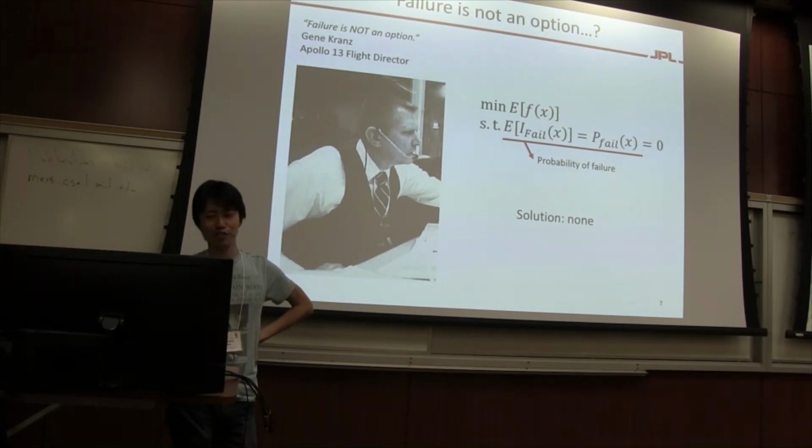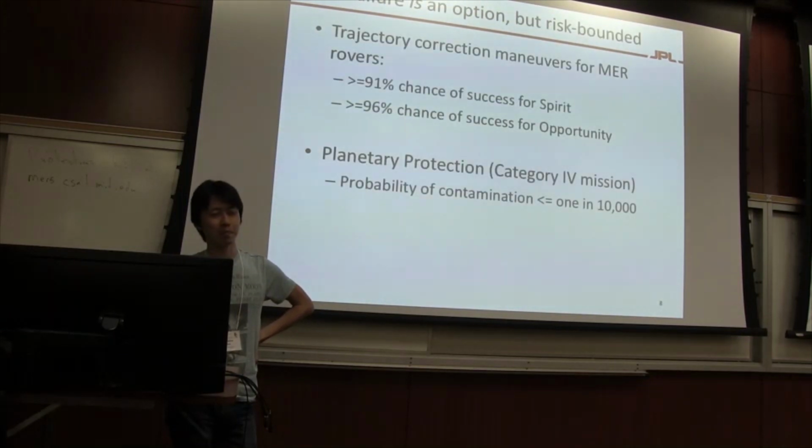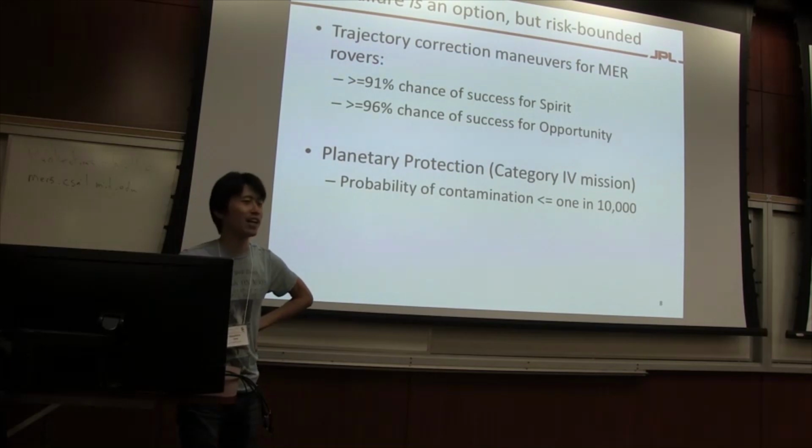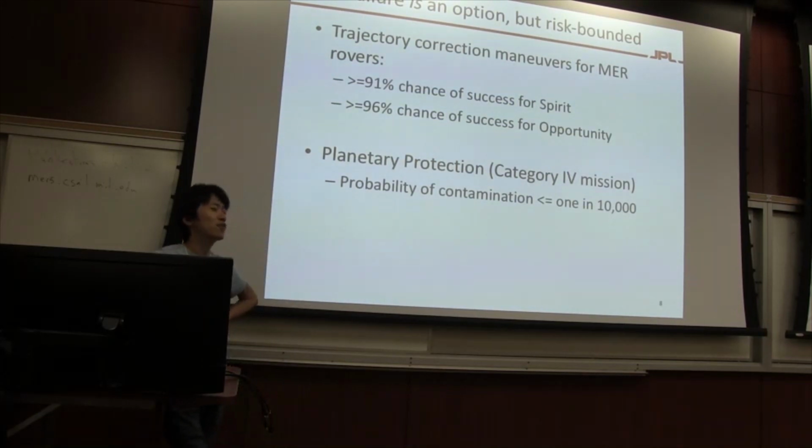So you have to say failure is an option. Then what's the right way to formulate this, right? So that's why often the risk-bounded formulation of planning under uncertainty makes practical sense.